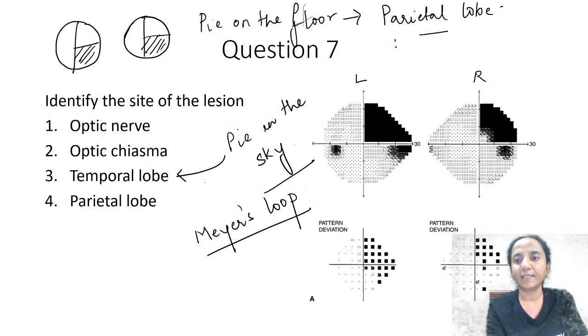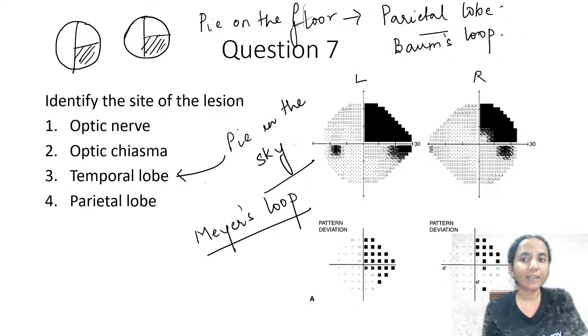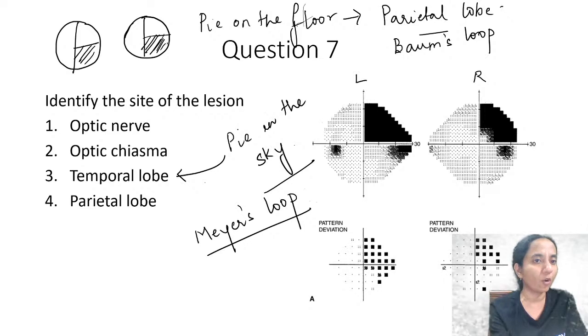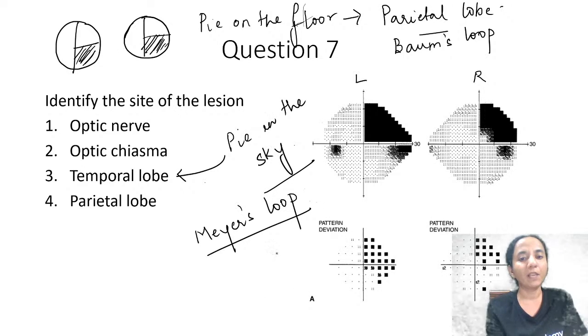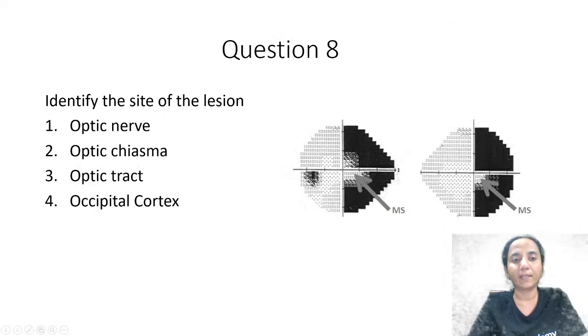Or we can say this is because of lesion in the Baum's loop, which contains the superior fibers of the optic radiation. Right? So when the superior fibers of the optic radiation are affected, you get an inferior homonymous hemianopia. And similarly, when the inferior fibers of the optic radiation are affected, you get a superior homonymous hemianopia. Okay. Now the last of the perimetry pictures that I have, let's have a look at this.